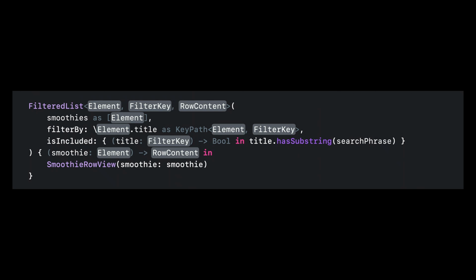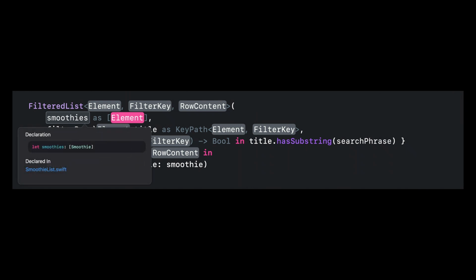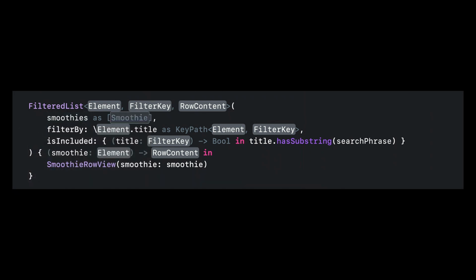First, the smoothies argument could tell us what to fill in for element, and we know that smoothies is a property which already has a type. Using quick help, we can see that the property is an array of smoothie elements, so element can be filled in with smoothie. Now that we have filled in one of the element placeholders, we can replace all of the other element placeholders with that same smoothie type.